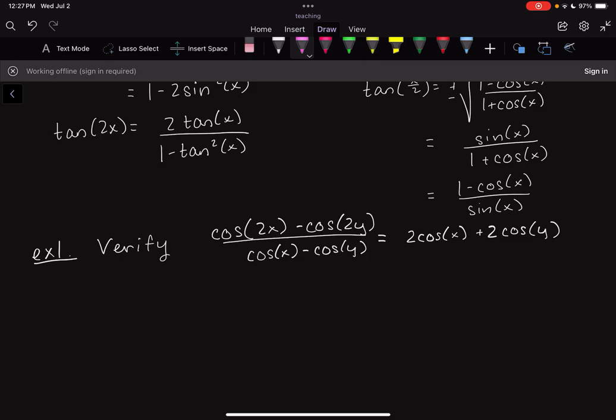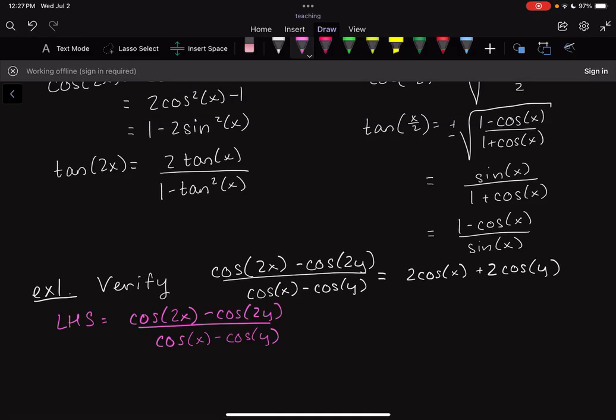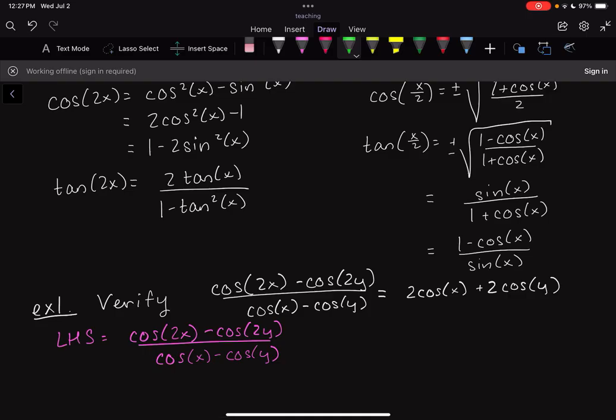So first we're going to start with our left-hand side. So I have cosine 2x minus cosine 2y divided by cosine x minus cosine y. I just want to show you one way to replace things with the identities. This is just one option of using them. So right now my issue, think about where I'm trying to get to. My issue is that I'm trying to get to my right-hand side, and that one does not have 2x and 2y, it just has x and y. So I want to replace these.